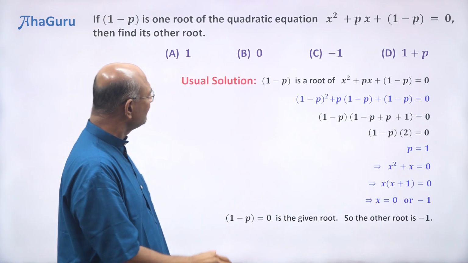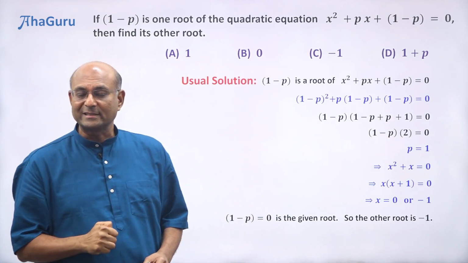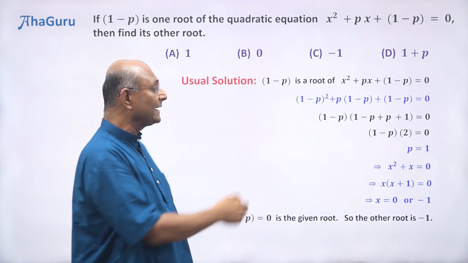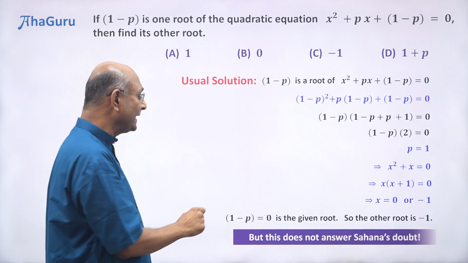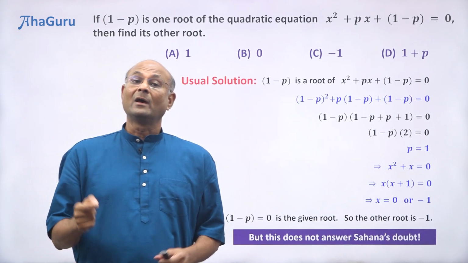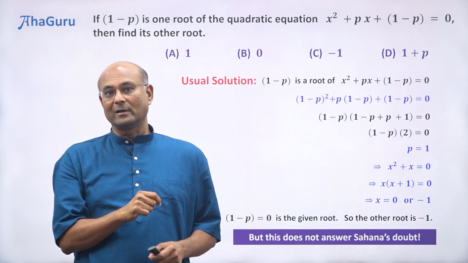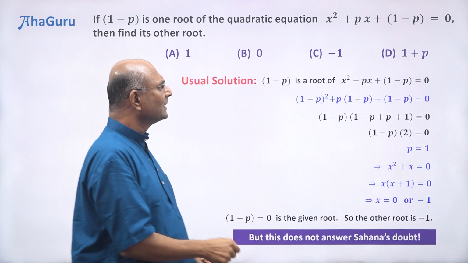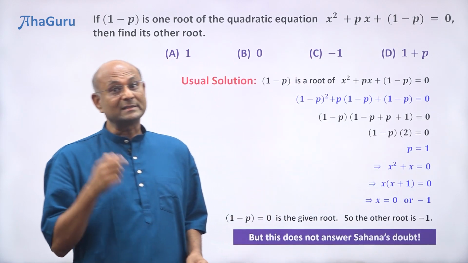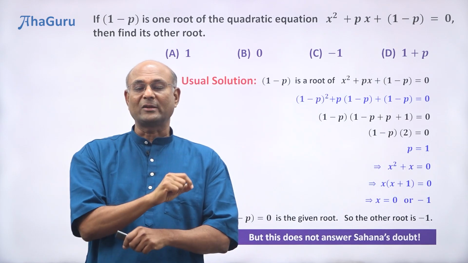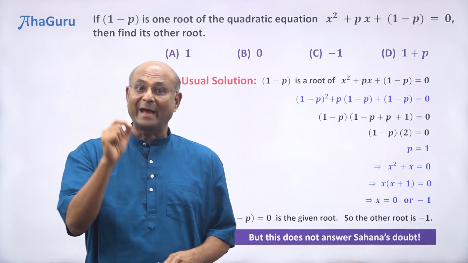Is this a solution? Yes. Is it a correct solution? Yes. But the problem is, this tells you how to solve it in a different way. It doesn't really answer Sahana's doubt, right? Sahana's doubt was, why is her method wrong? Because she used product of roots. So why is that wrong? Giving her a solution like this doesn't answer her actual question. So let us now focus on Sahana's solution and try and find out where did she go wrong.